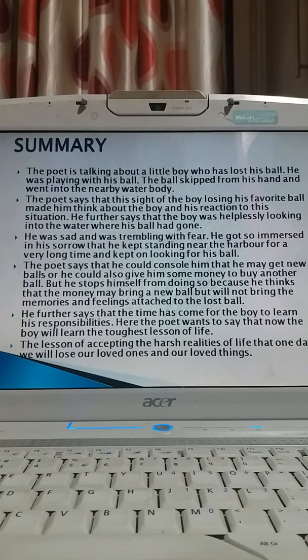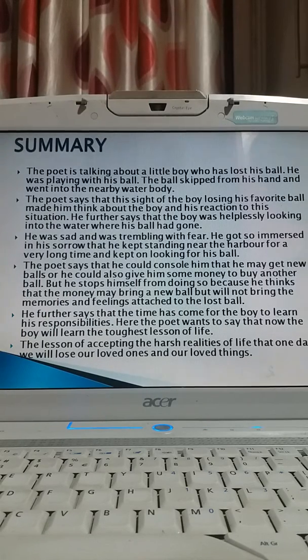He got so immersed in his sorrow that he kept standing near the shore for a very long time and kept on looking for his ball. The poet says that he could console him that he may get new balls, or he could also give him some money to buy another ball. But he stopped himself from doing so because he thinks that the money may bring a new ball but will not bring back the memories associated with the ball of the child.